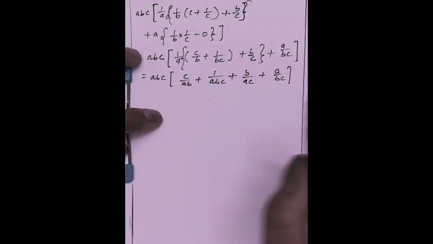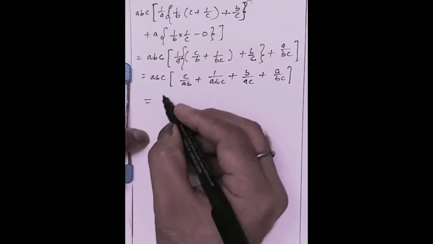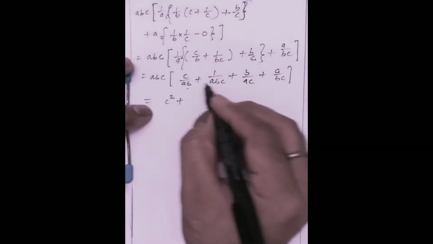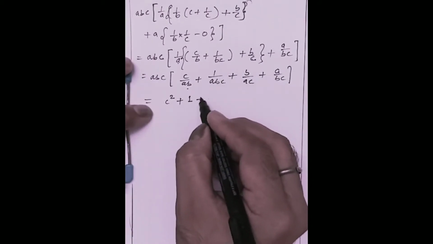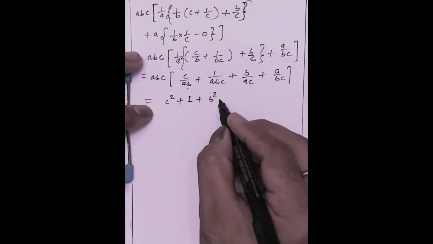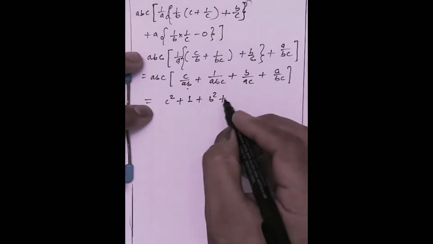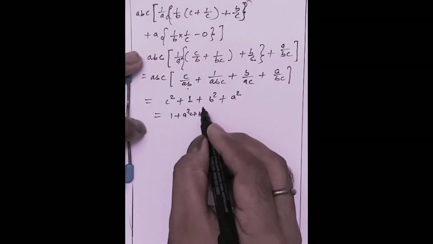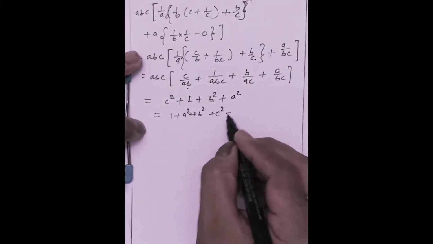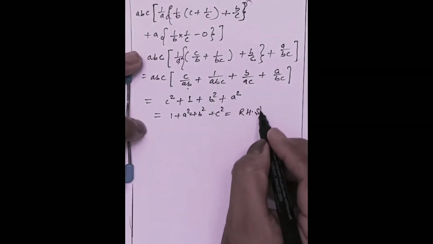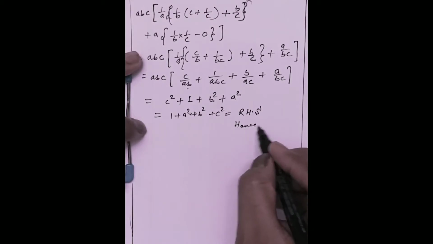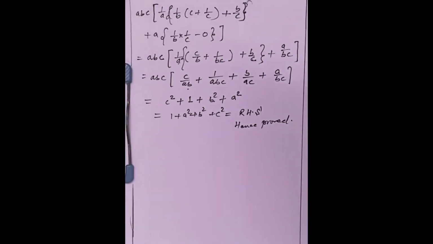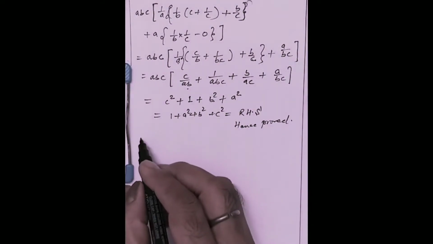Now multiplying abc inside throughout, this ab cancels, then we will have c square plus abc cancels, 1, plus ac cancels, then b square, plus bc cancels, then a square. So we have 1 plus a square plus b square plus c square equal to the right hand side, hence proved. Hence proved. Now we have two small MCQ type questions.